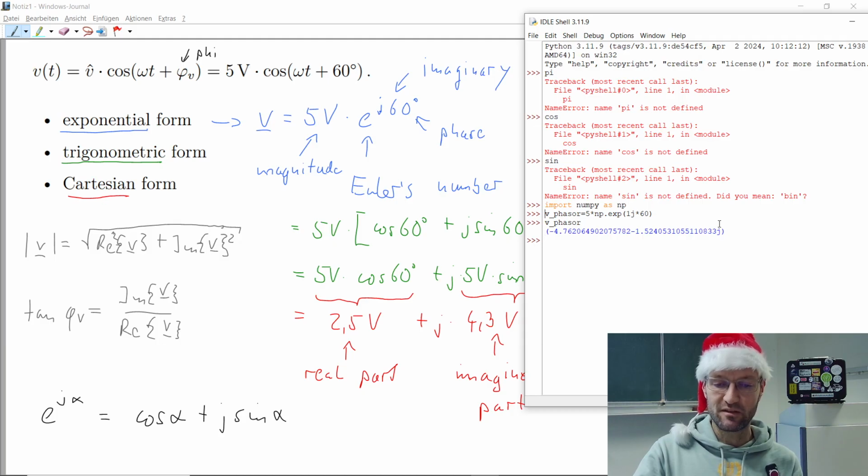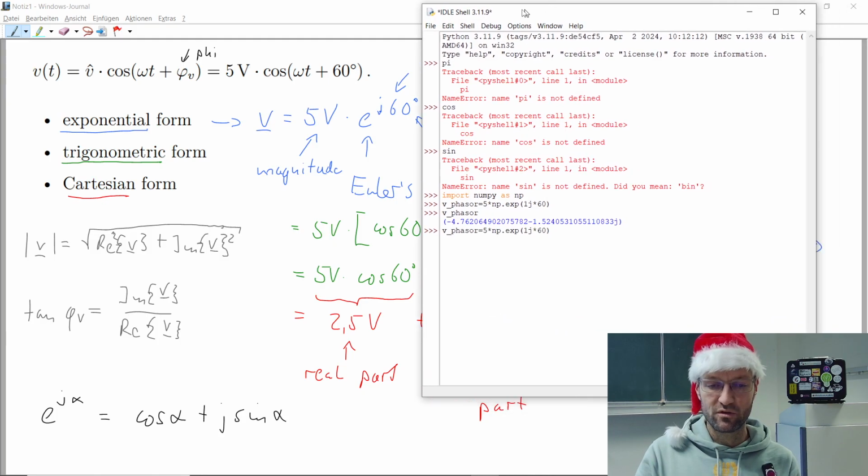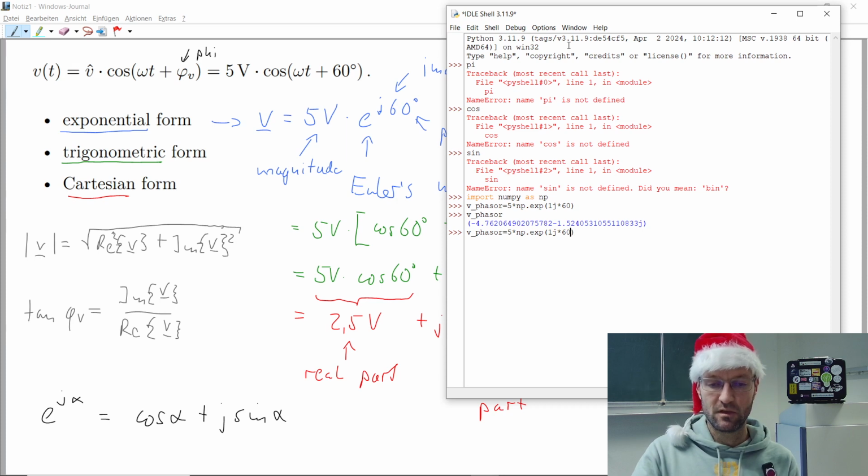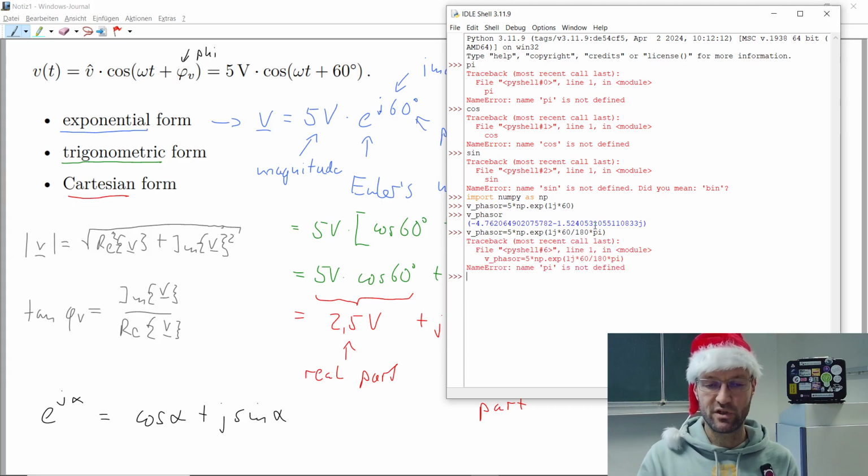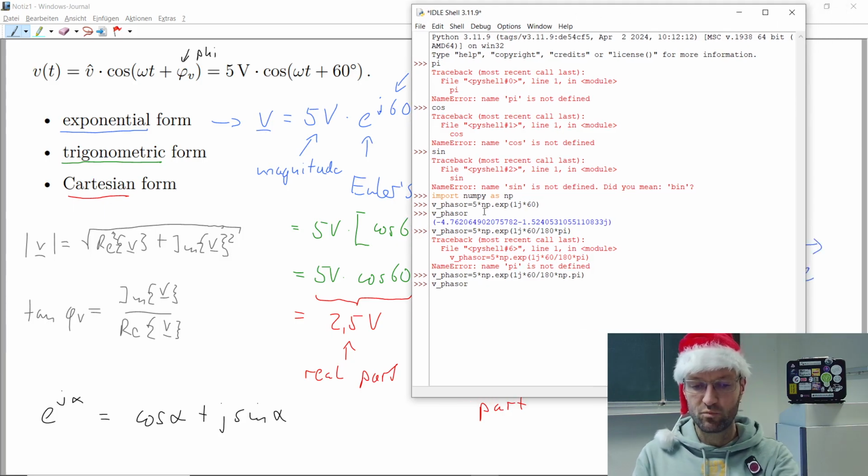So the question is, how do I convert from degrees into radians? Divide by 180 and then multiply with pi. Because then the degrees cancel each other, and we multiply with pi radians, so we get radians. Okay, so let's check. As said, there is no pi defined, so I need to write np.pi. And then it calculated something, and then I can output the result once again.